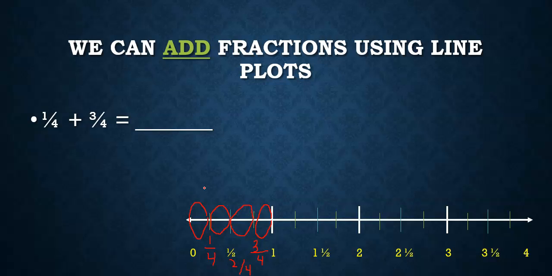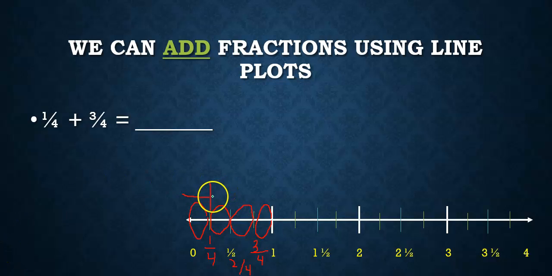So if I don't know how to add 1/4 plus 3/4 in my head, or I don't know how to add it writing it out on paper, I can count it on a number line. So the first thing I'm going to do is find where my 1/4 is. And for me, I'm going to draw a line above the 1/4. So right here is 1/4. So I have 1/4. Now I'm going to add 3/4 to that.